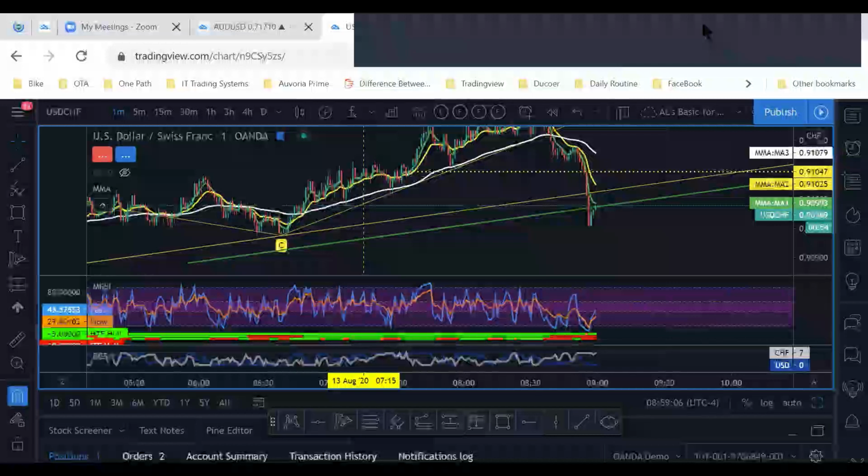Swiss is really taking us for a ride, isn't it? Yep, looks like it's going to break to the downside. I would enter short at this point.